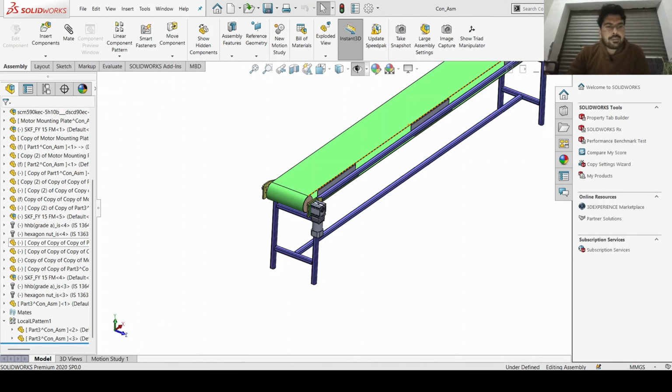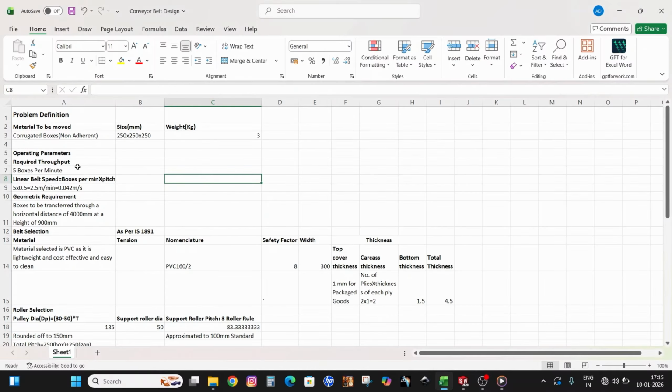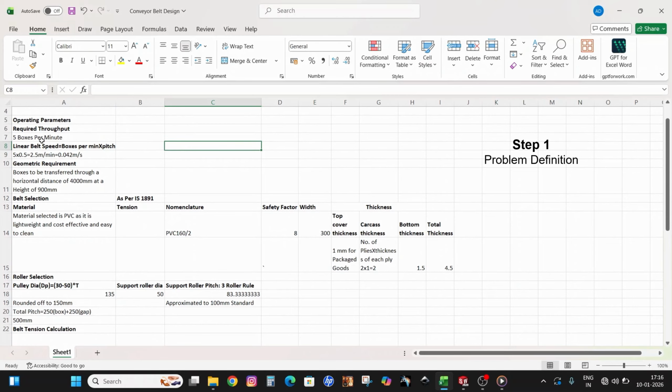For that, I have prepared an Excel sheet that I will be showing you, in which the problem definition has been given. Coming to the Excel sheet, the material to be moved is corrugated boxes of size 250 by 250 by 250 mm, and the weight of each box is 3 kgs. The required throughput is how many boxes are required per minute at the output of the conveyor, which is given as 5 boxes per minute.